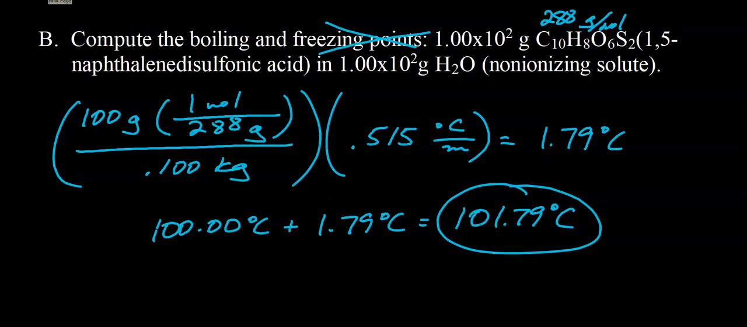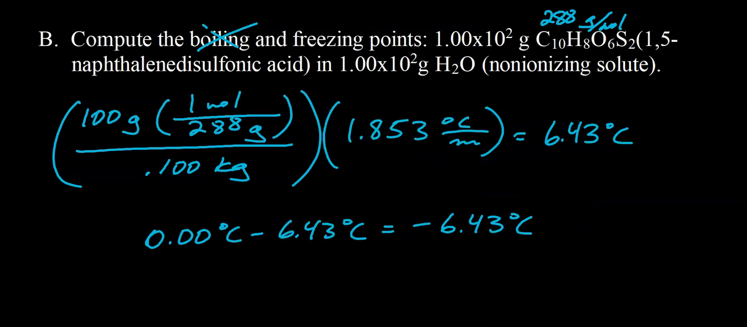All right, let's go ahead and try this one. Again, we are not doing boiling point. We're going to do freezing points. So we've got to change this, and change that, and change our answer. Go ahead and pause and do that now, please. All right, here we go, negative 6.43 degrees Celsius for that one. There's our setup.